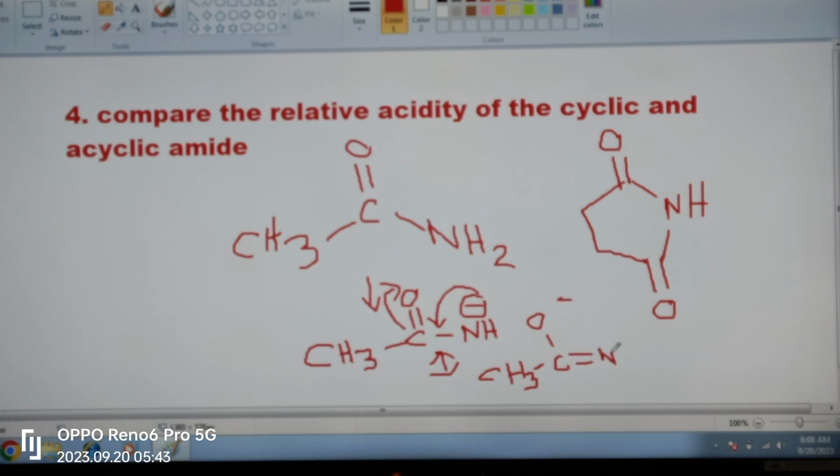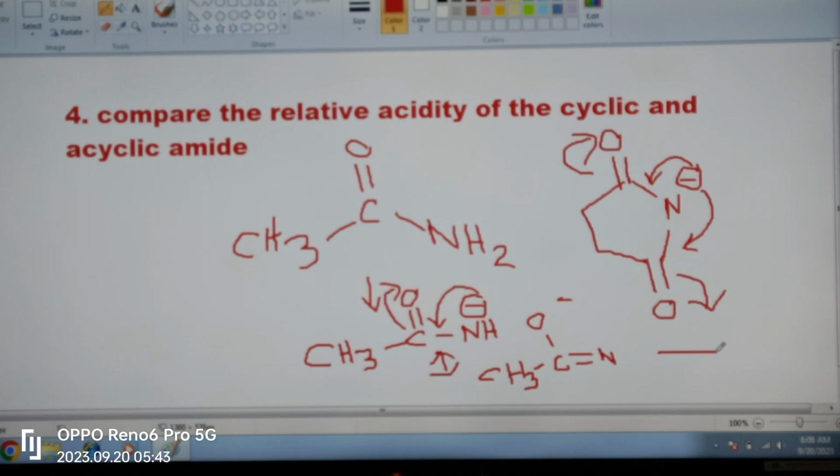But if you see the conjugate base from succinamide, what will happen here? I am just removing this proton and putting a negative charge here. So you see, this is the doubly activated proton. It will be stabilized through the conjugation on both sides, and it can also be stabilized through the participation of this carbonyl group. So there are three canonical forms including this.